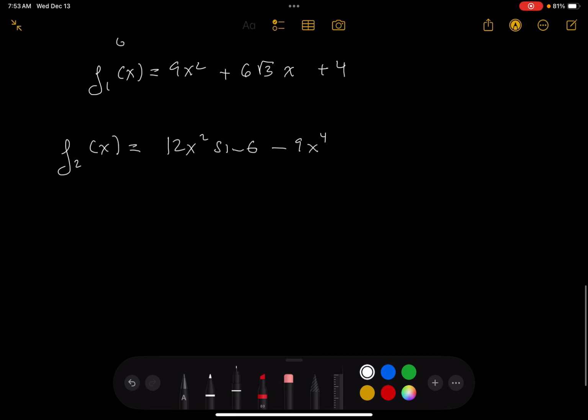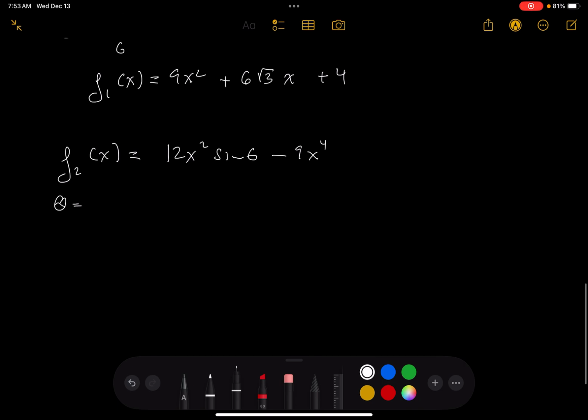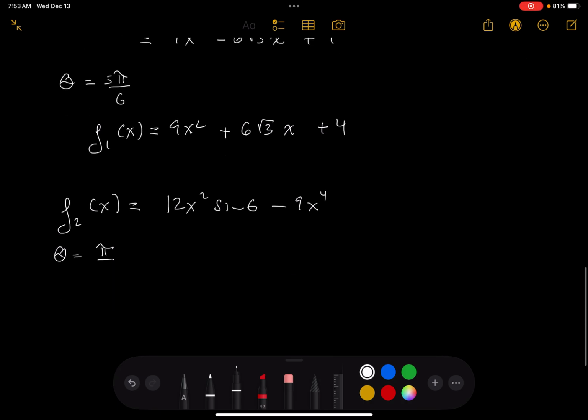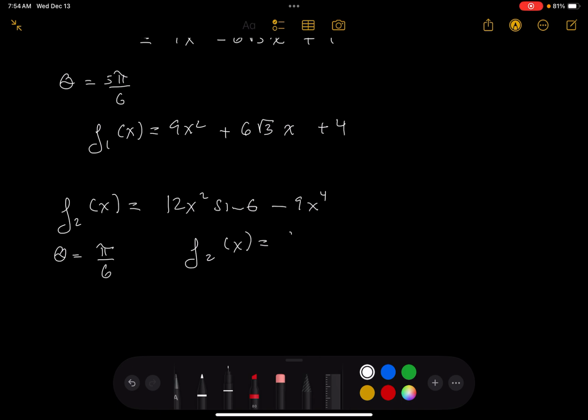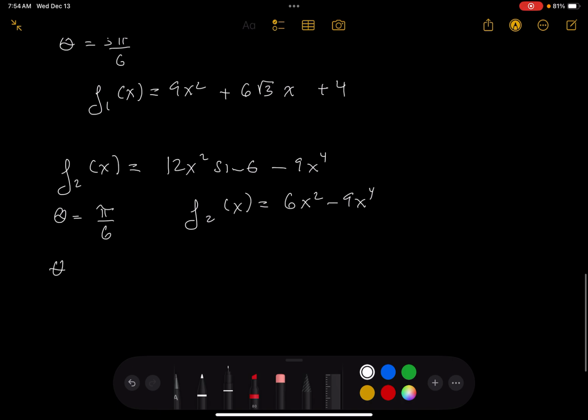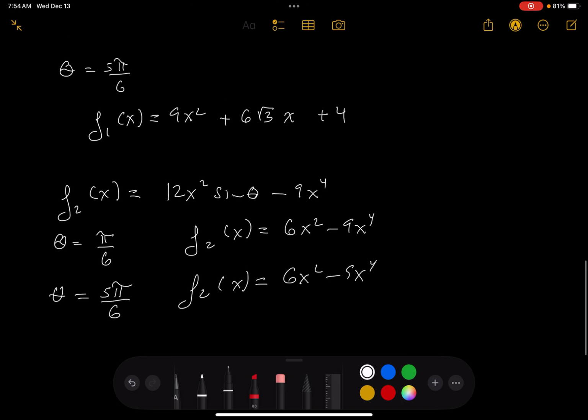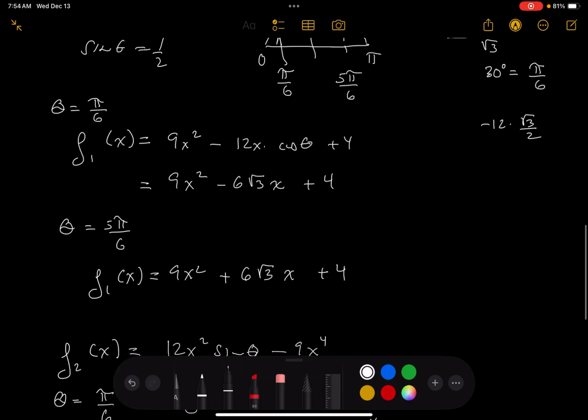And I'm going to say, if theta is equal to pi over 6, I think I said pi over 6, right? Yeah, pi over 6. What are you going to get? F2 would be equal to, well, the sine of pi over 6 is a half, so you get 6x squared minus 9x^4. And if theta is 5 pi over 6, F2 is still going to be the same thing, by the way. It's still going to be 6x squared minus 9x^4. All right? So I'll graph those out, not right now, but I will graph them out later.